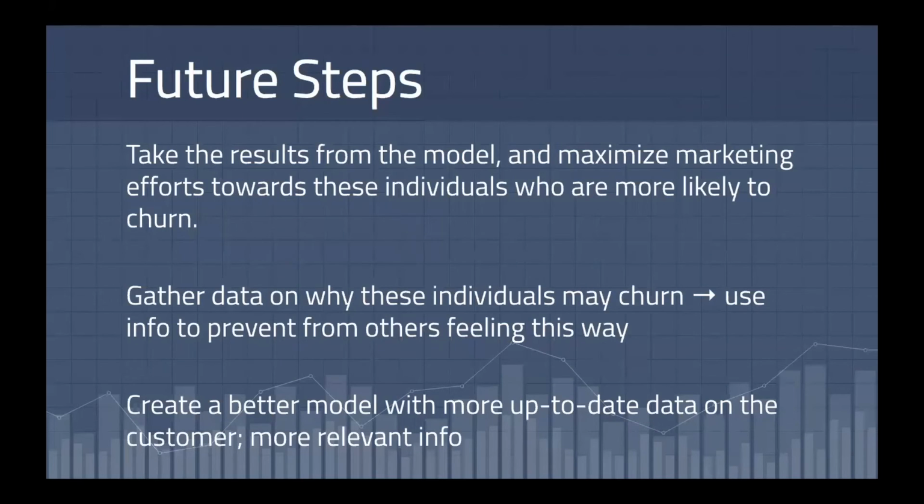Another step the company should implement is customer research. Why are these customers more likely to churn? Gather the data and use the results to make sure future or current customers do not feel this way in the future. Take precaution and adjust things that may be a factor in someone churning. Of course, in the future, the telecommunication company will have to build a better model with more up-to-date data on their customers. They would need to account for different external factors such as advancement in technology and economic factors in certain areas.